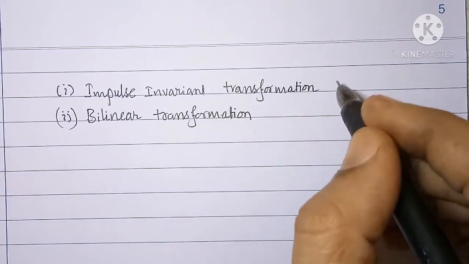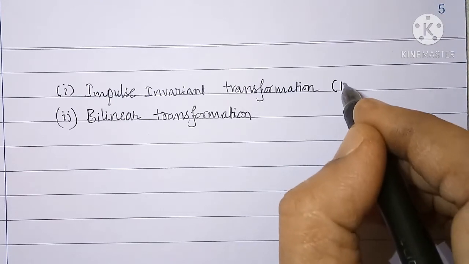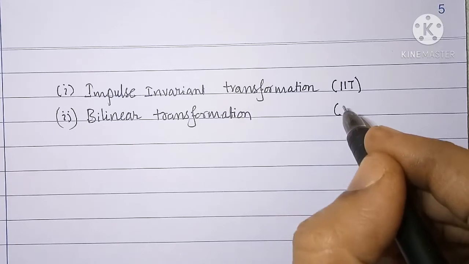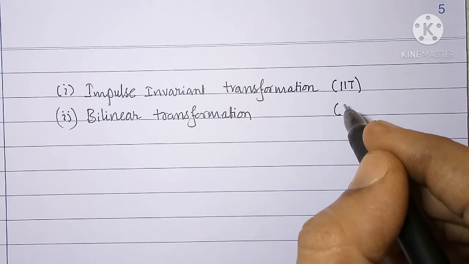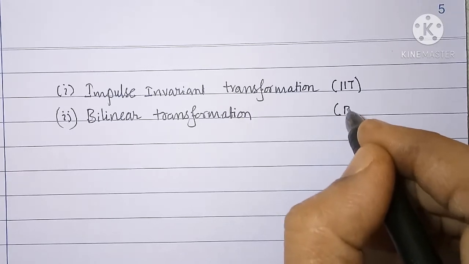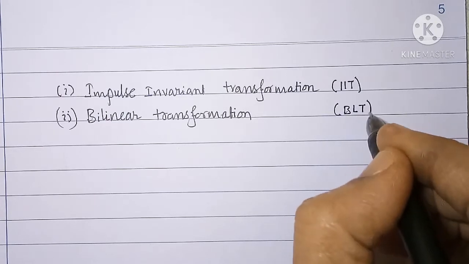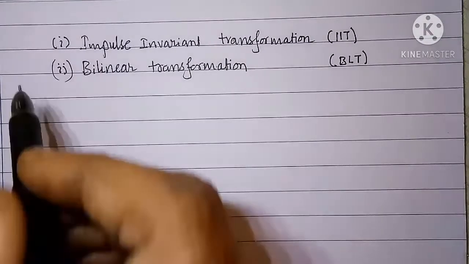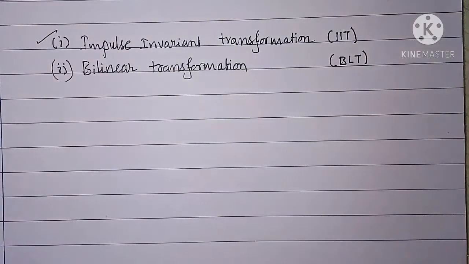Impulse invariant transformation in short may be called as IIT, and bilinear transformation in short may be called as BLT. First we will take impulse invariant transformation, that is IIT.